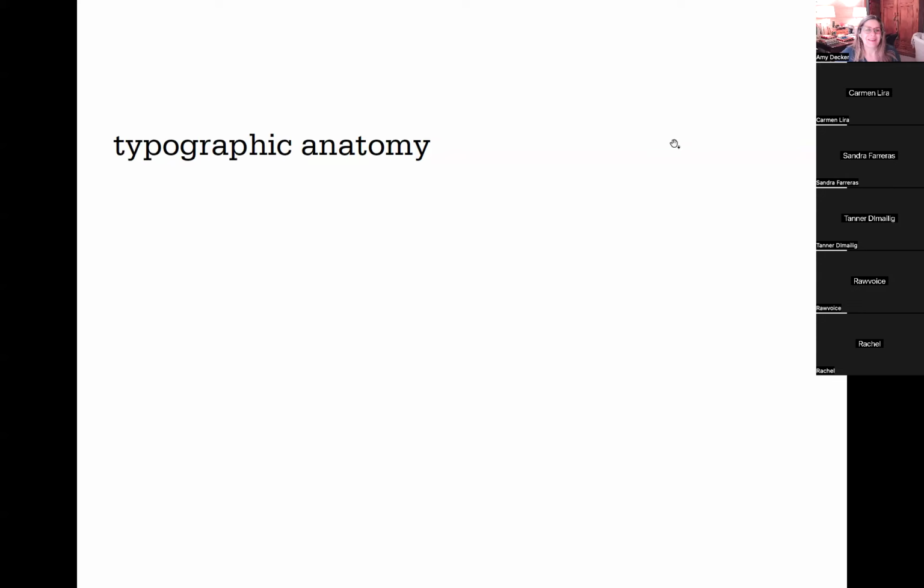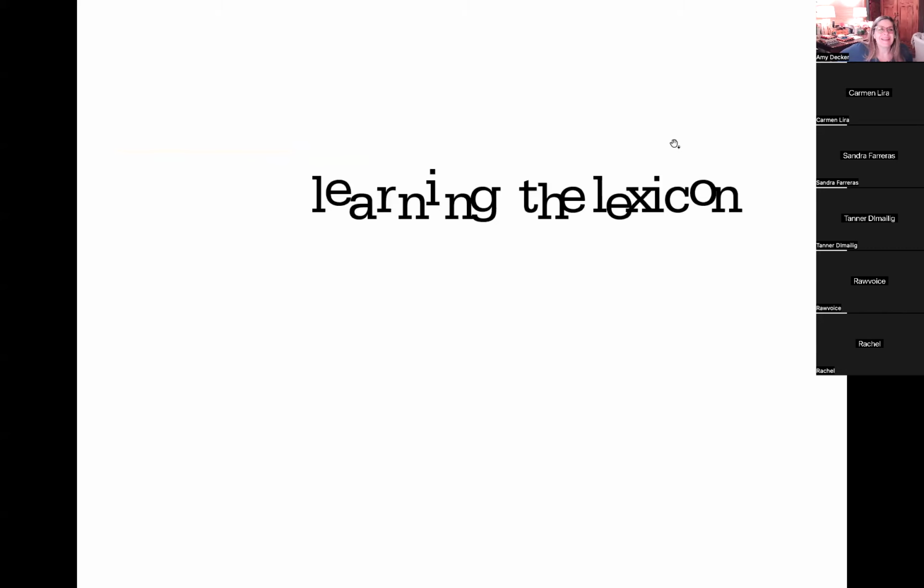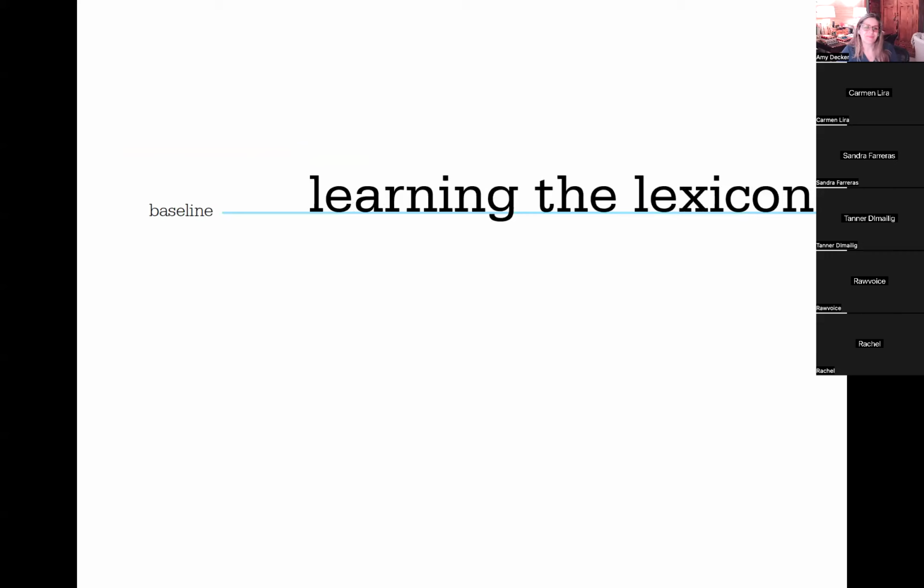All right. So today we're going to talk about typographic anatomy and learning the lexicon. So the first thing we're going to learn is that all letters sit on a baseline. So here's an example. The blue line is the baseline. All letters sit on a baseline. But what we're going to learn is they sit on it differently.